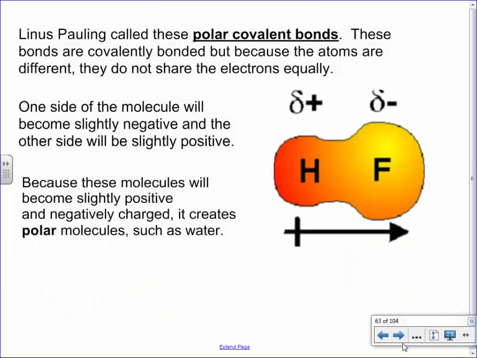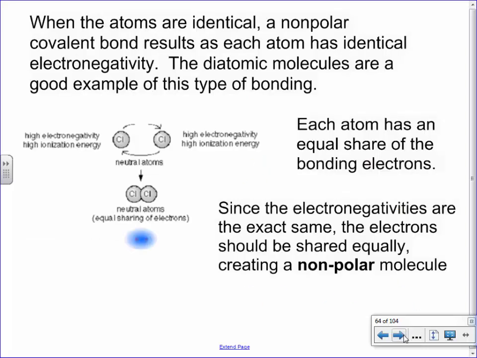Okay, here's the terminology I've already been using. We call these polar covalent bonds, okay? If there is that discrepancy, we call it a polar covalent bond, and it's what causes these things to stick together. So I don't think I need to do this slide all that much.